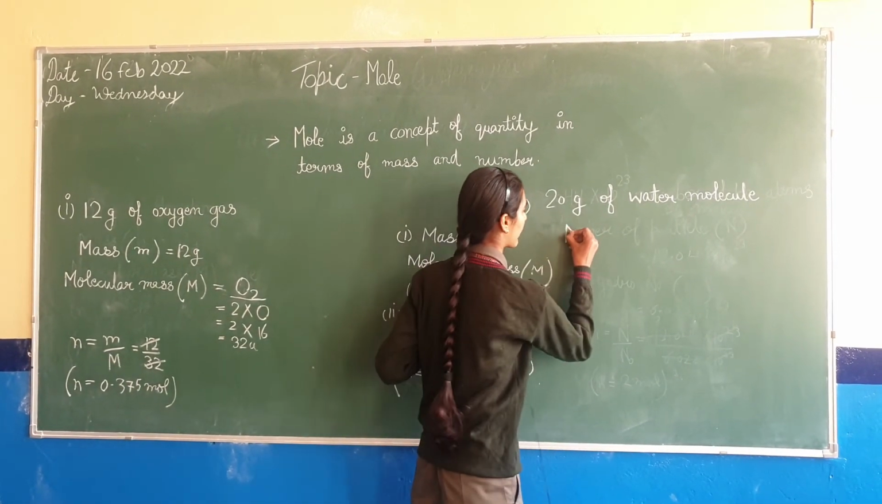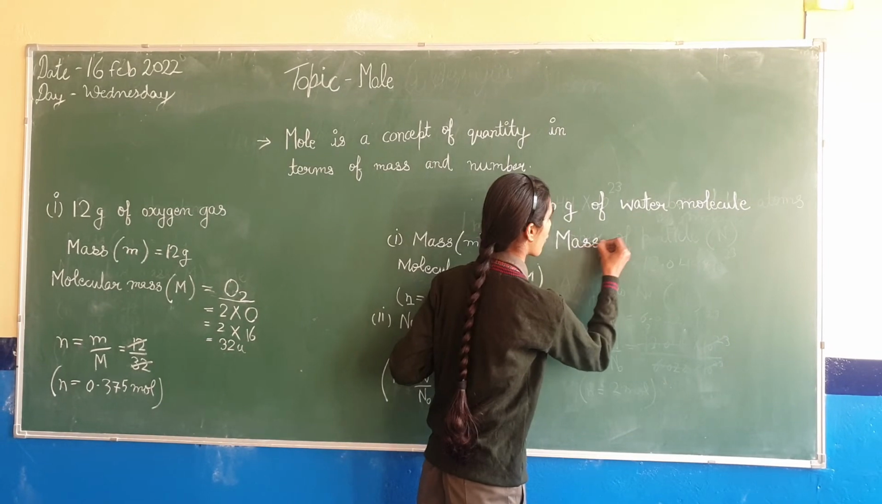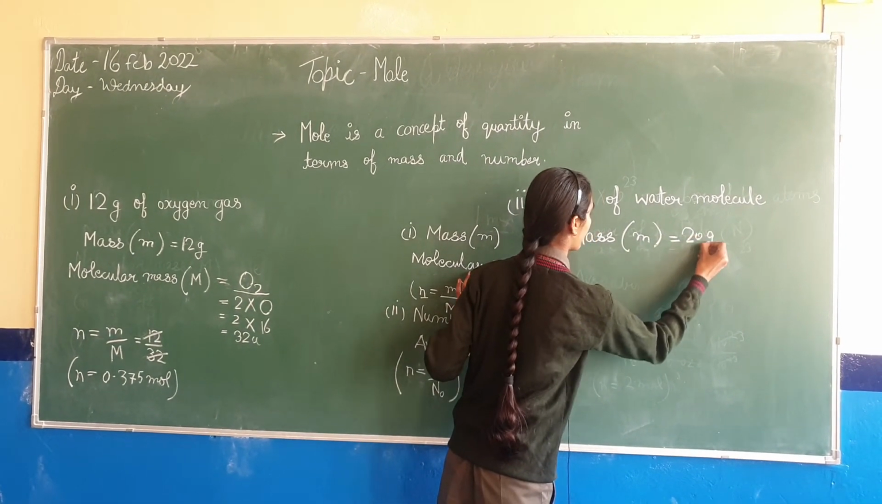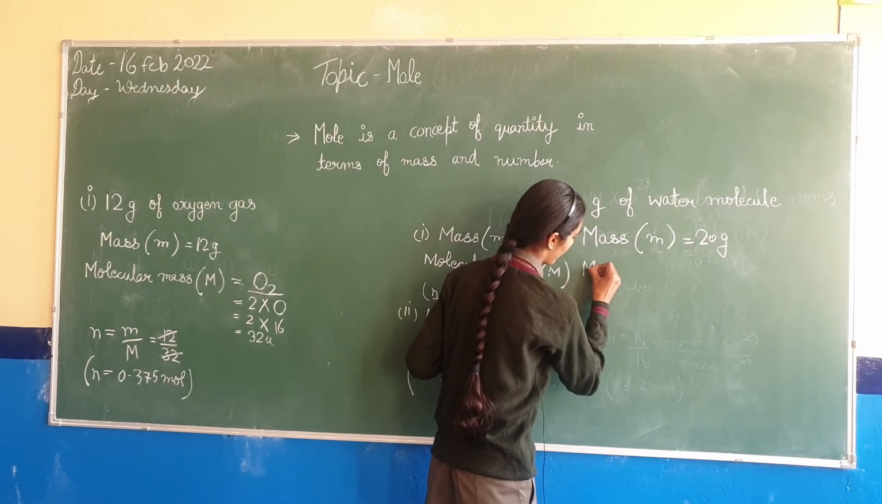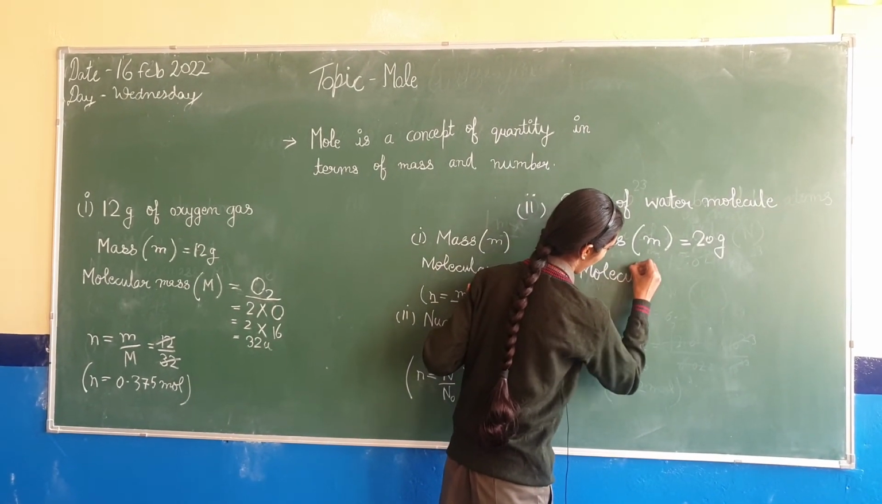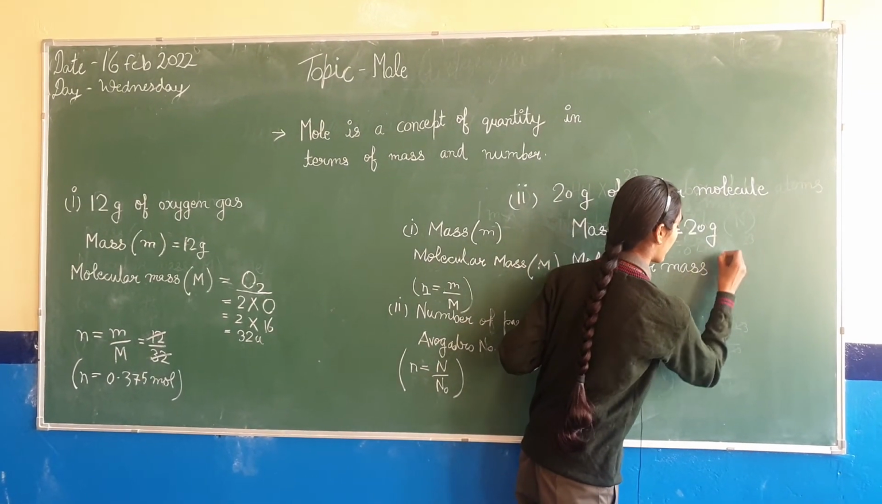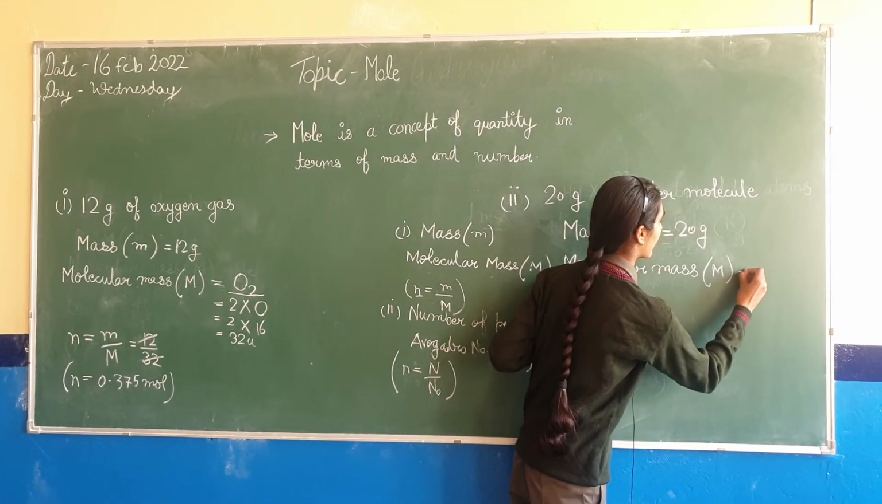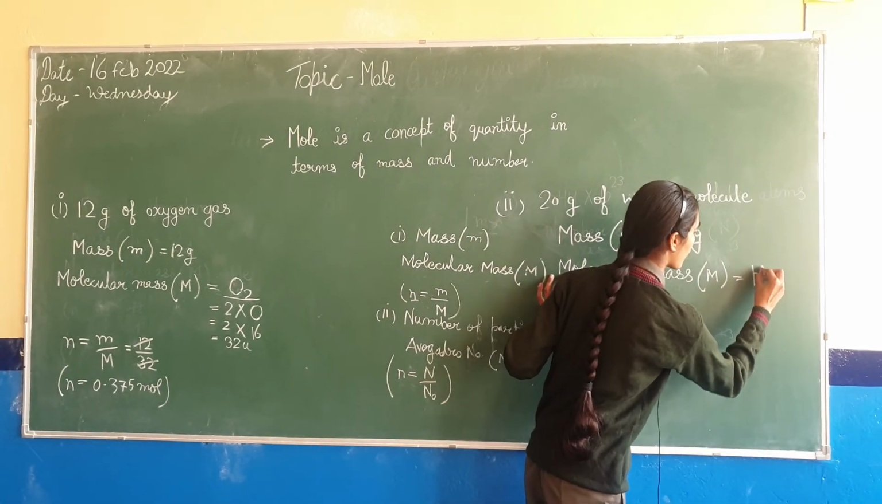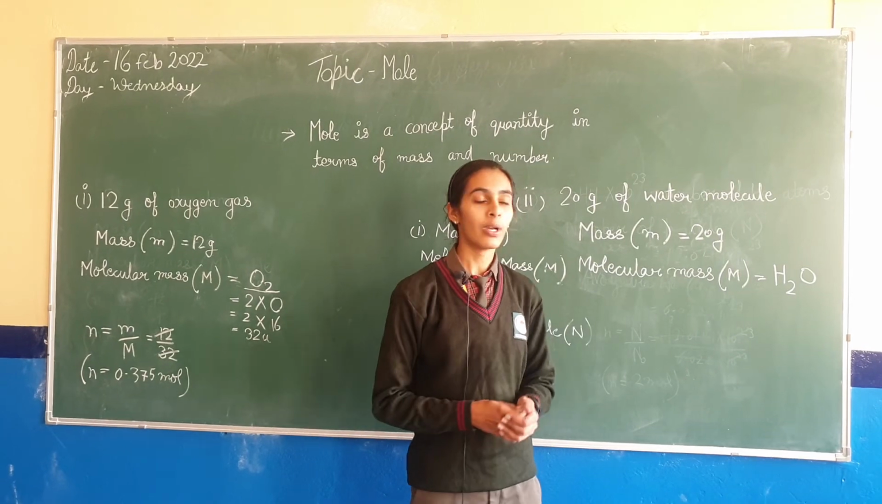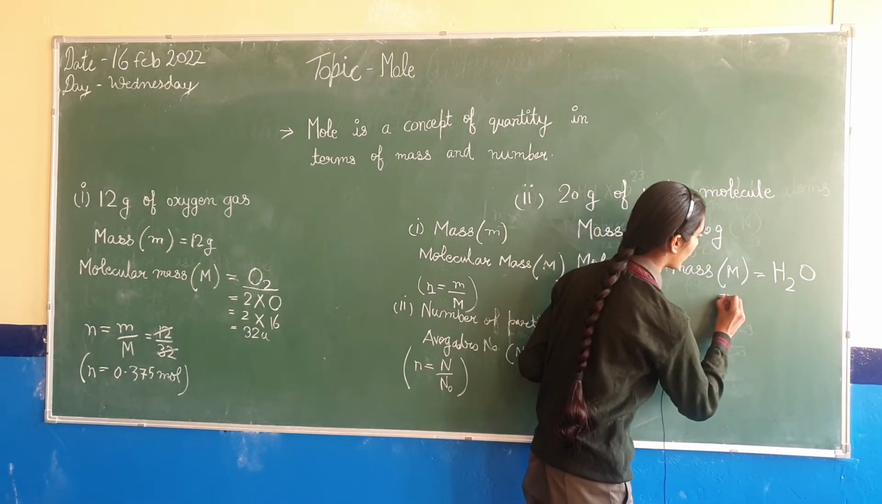In this numerical we are given mass of water molecule, that is 20 gram, and second we will be given molecular mass. We will represent molecular mass by capital M. We have to find molecular mass of water. So we will write water chemically H2O. So we have to find the molecular mass of H2O.